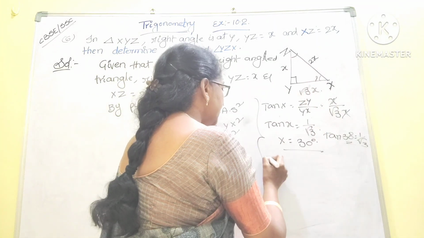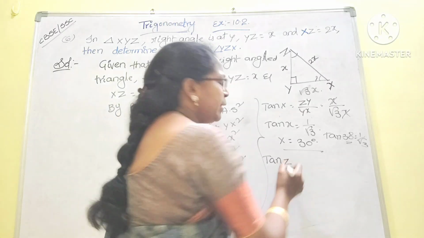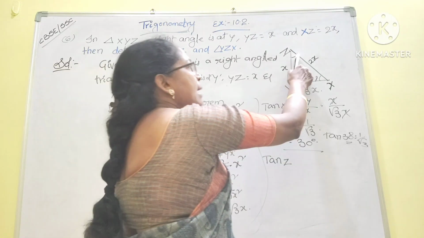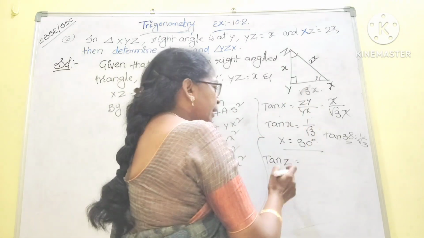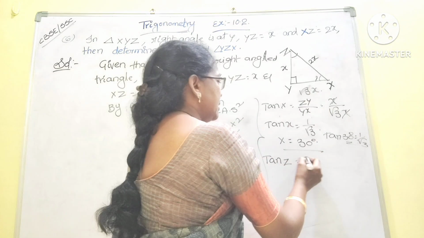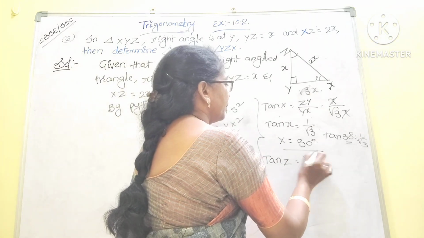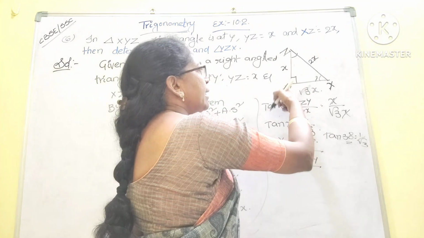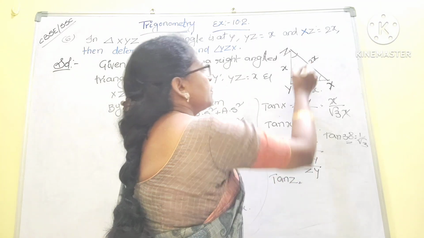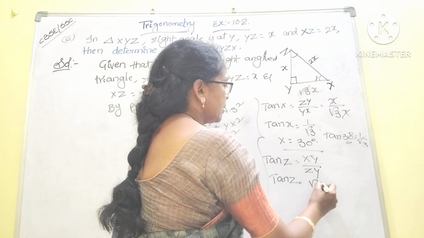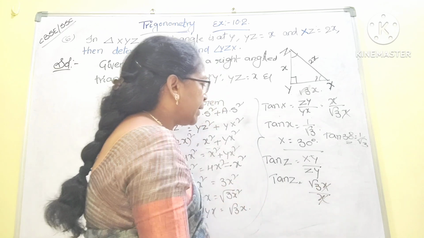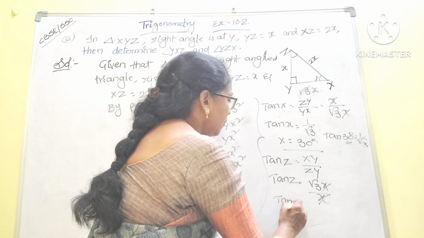Next one is tan z. Any other trigonometric ratio we can take. I am taking here tan theta, where theta is nothing but here z. Tan z equal to, for this reference angle z, which is the opposite side? This is XY, by adjacent side is ZY. Now tan z equal to XY equal how much? Root 3x divided by ZY equal to x. Now x and x will be cancelled, where tan z equal to root 3.